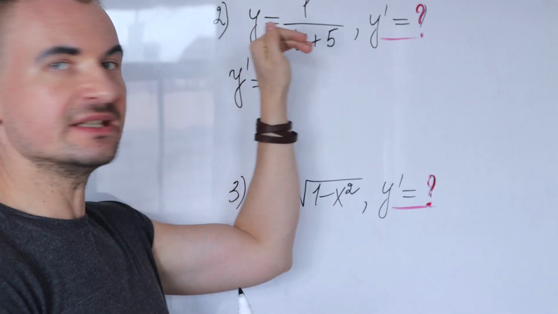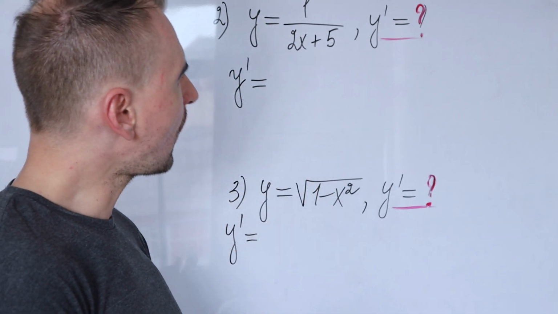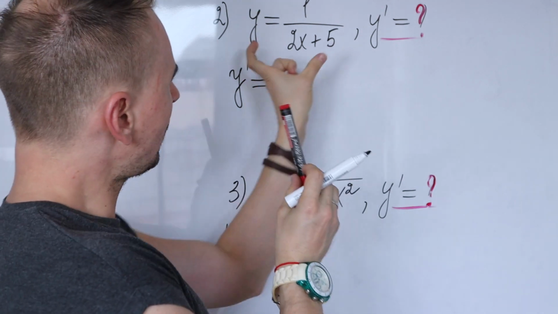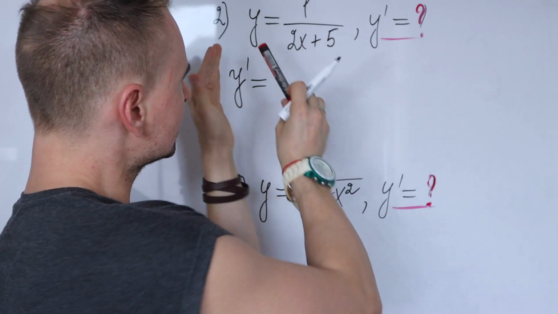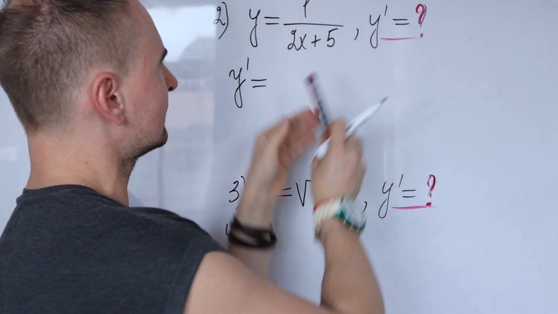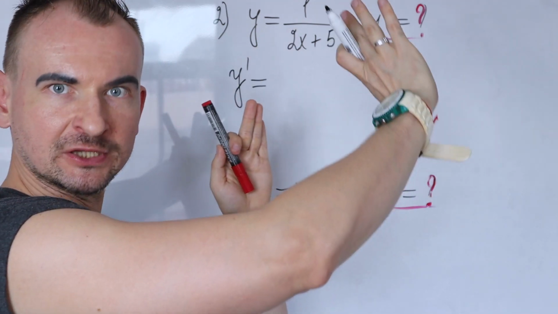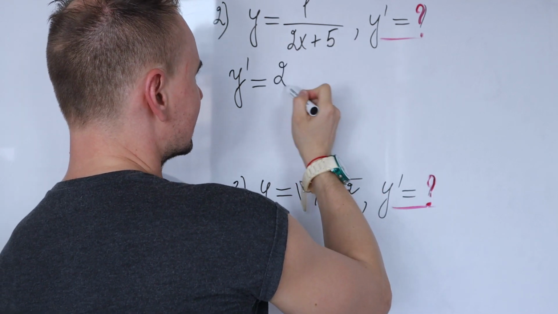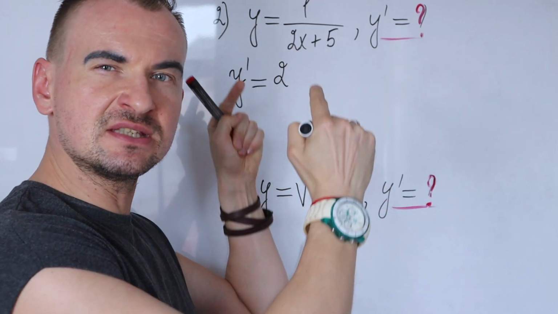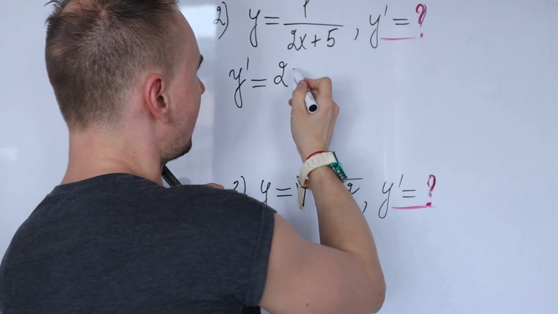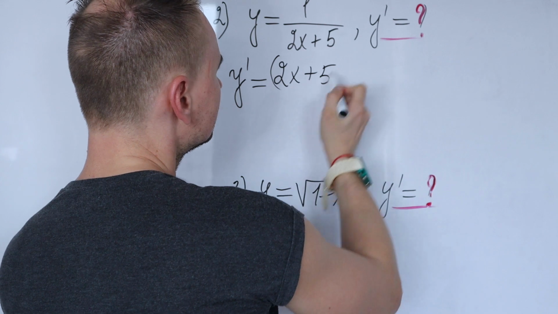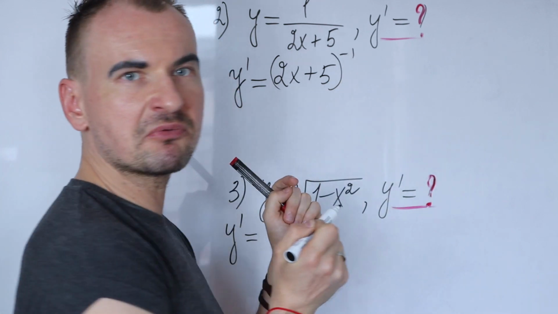Now, let's hit this one: 1 over 2x plus 5. So, first of all, let's bring this bottom to the top by making the power negative. Here we have an invisible, implied power of 1. When we bring it up to the top, it becomes just negative 1.